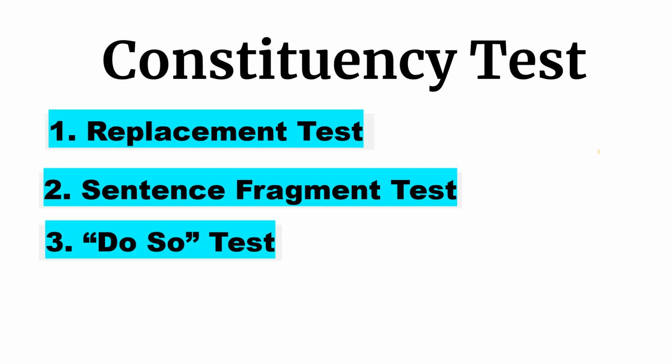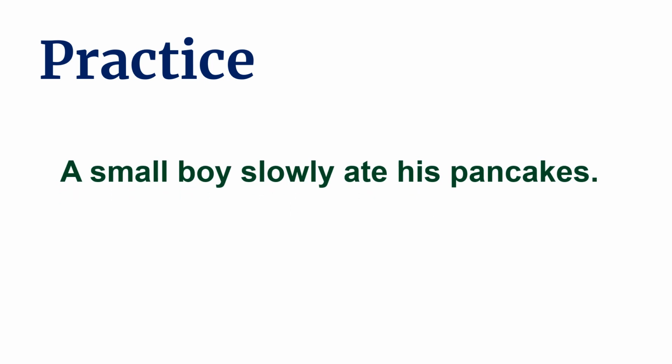So these are the different types of constituency tests that we can use to check to see if we have a constituent. Number 1, replacement test. Number 2, sentence fragment test. Number 3, the do so test. Now, let us do some constituency tests to find all the constituents. Let's do the replacement test first. So for the replacement test, what do you think are the noun phrases in the sentence?